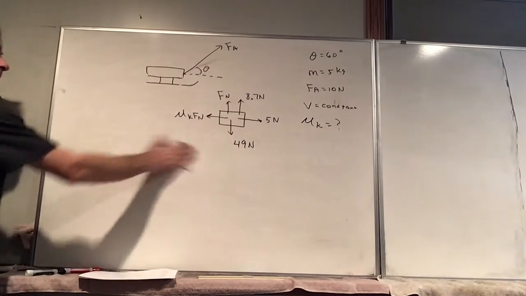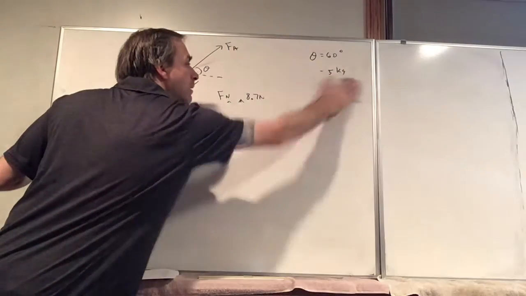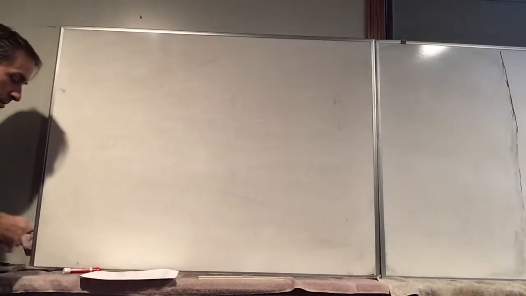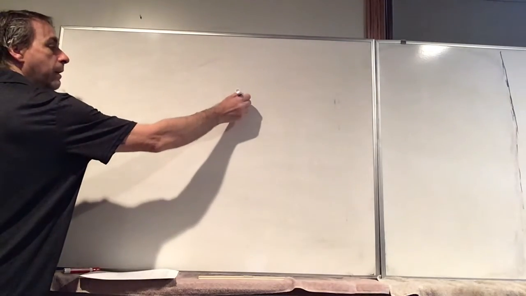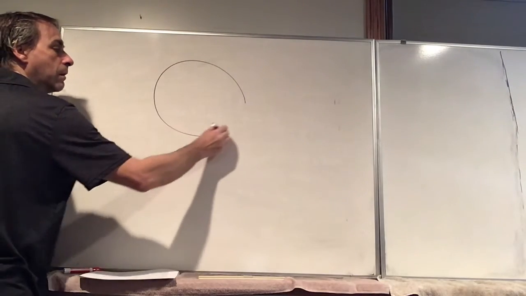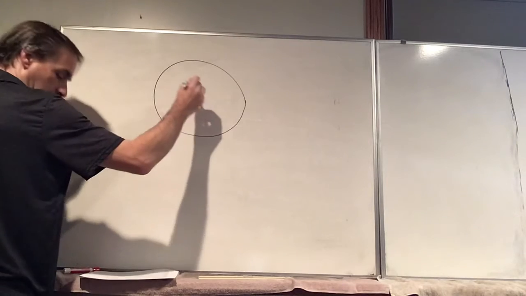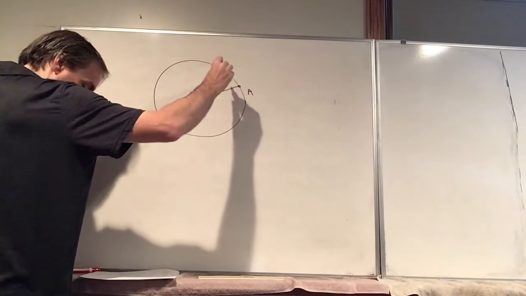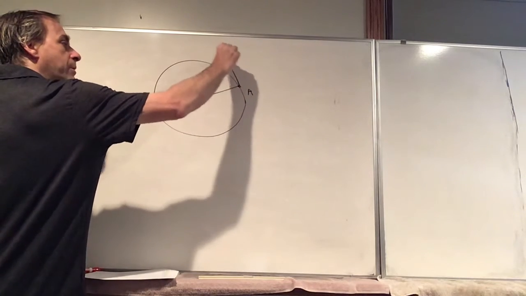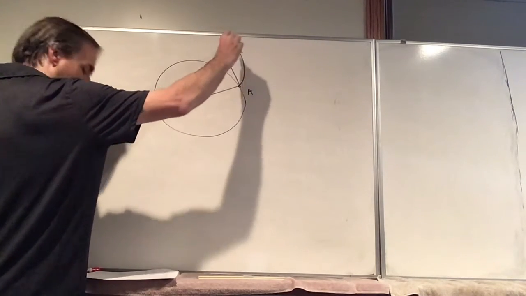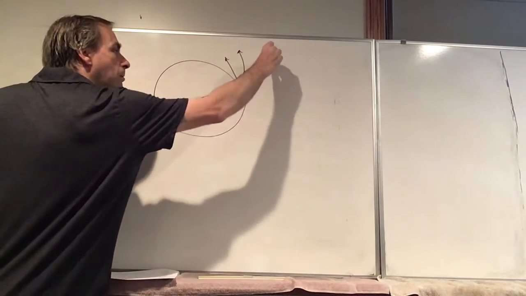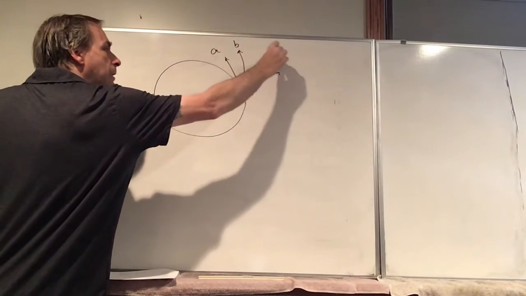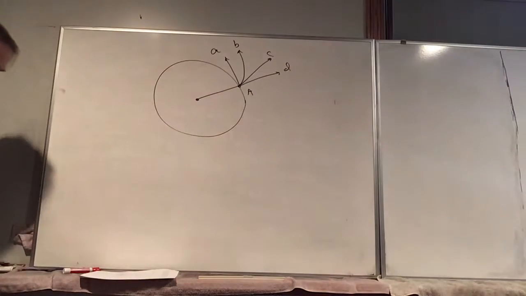Let's go back. Problem 9. So we've got, let's see, let me draw this picture. That's point A, and we've got all these options here, like A, B, C, and D. So that's a picture. Now let me read the problem.